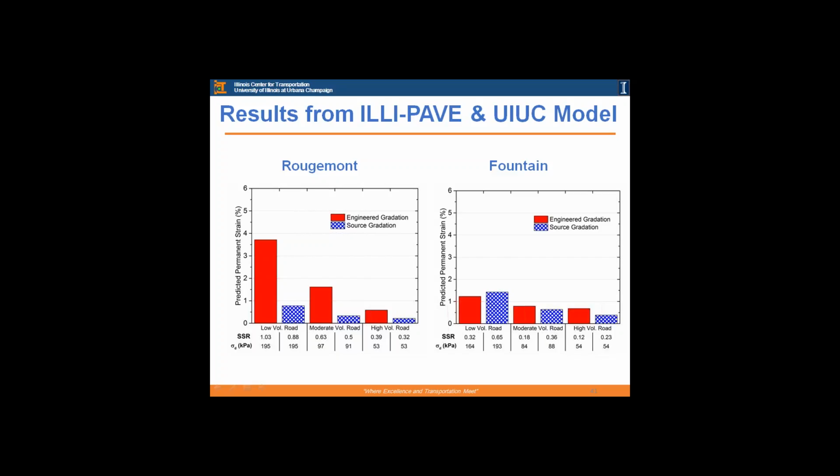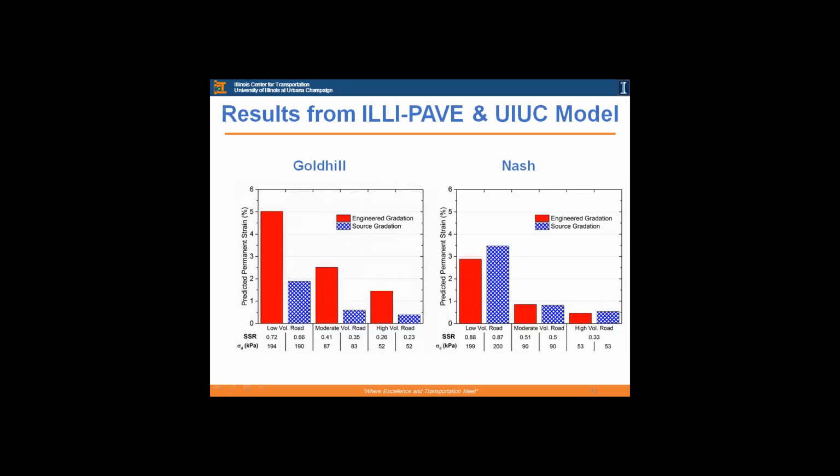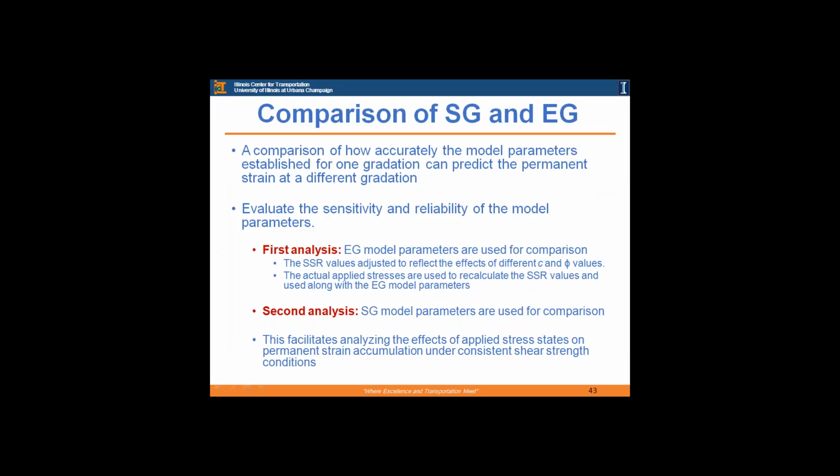And also you can see the differences between the source and engineered gradations for the different materials, where the engineered gradations are shown in red and then the source gradations are shown in blue. And one thing here is that even though we estimated the stress states from the ELIPAVE program, we actually used sigma 3 of 5 psi to fit all the model, because this was the value that we used in the test. But we do have the sigma 3 values from the model running parameters.